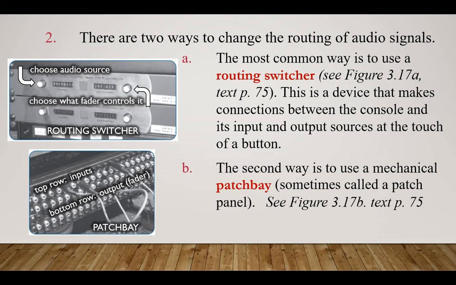There's two ways to change the routing of an audio signal. The most common way is to use a routing switcher. This is the device that makes connections between the console and its input and output sources at the touch of a button. You see an example on the screen there. That's the top picture there.